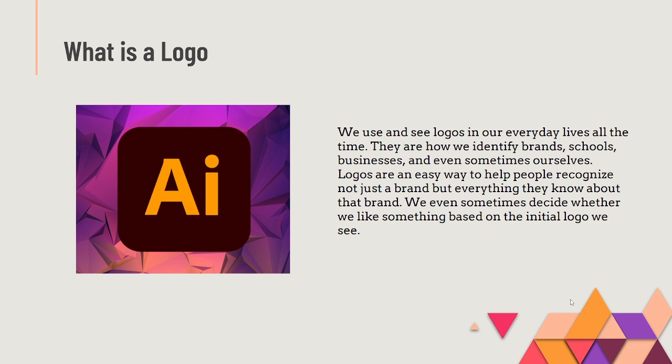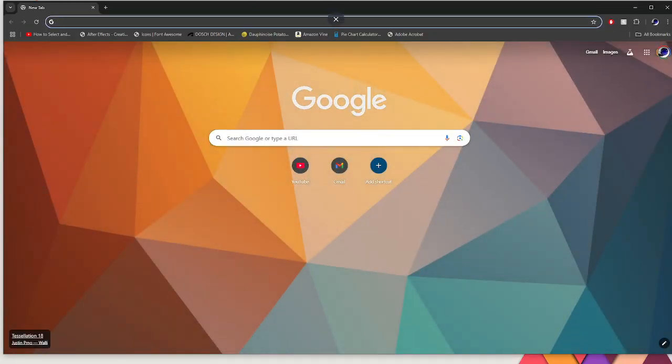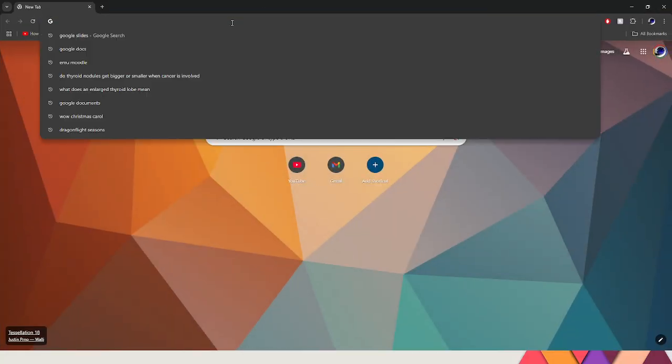So, what is a logo? We use and see logos in our everyday lives all the time. They are how we identify brands, schools, businesses, and even sometimes ourselves. Logos are an easy way to help people recognize not just a brand, but everything they know about that brand. We even sometimes decide whether we like something based on the initial logo we see. This can very much be seen if we look up Lay's chips.